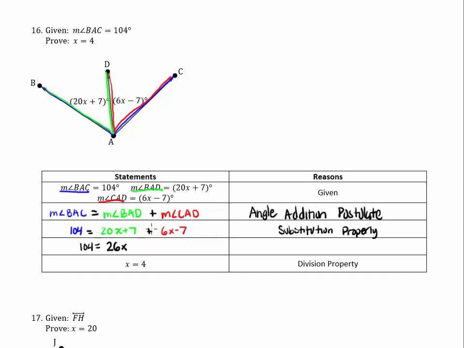All right, so what allowed us to go from this step to this step? We combined like terms, or if you put simplification, that would be acceptable as well. Simplification. And then finally, we take a look at this thing. I need to get rid of the 26 as being multiplied to the x, so we'll divide both sides by 26, and 104 divided by 26 is 4. So we use the division property. Perfect. Boom. Done with problem number 16.